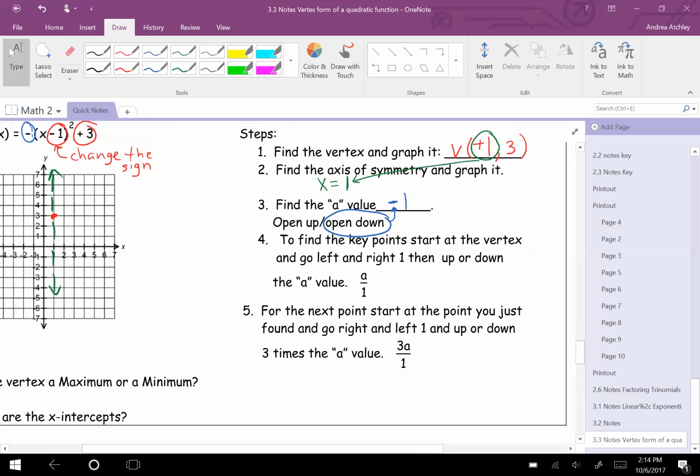Then to find the next key points to find out how wide your parabola is, the first step is a over 1. So it's negative 1. So that means it's going down 1. And then you're going to do right and left 1. And it's always right and left 1. You'll never go right and left 2 or 3. It's always right and left 1. So from this point, I'm going to go to the right 1, and then I'm going to go down 1. Then I'm going to go to the right 1 and down 1, or to the left 1 and down 1.